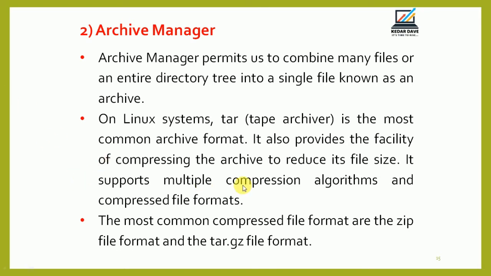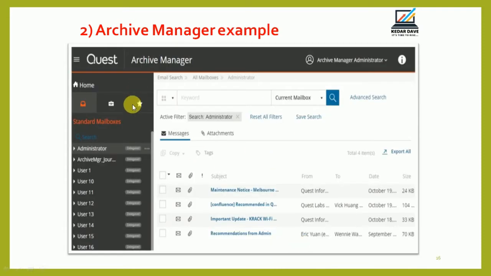The most common compressed file formats are the zip file format and the rar file format in Windows, and tar.gz in Ubuntu-based operating systems, right? So these are the most common file formats related to the archive manager. This is one example of an archive manager, available in the Ubuntu operating system. You compress the size by using this archive manager tool.